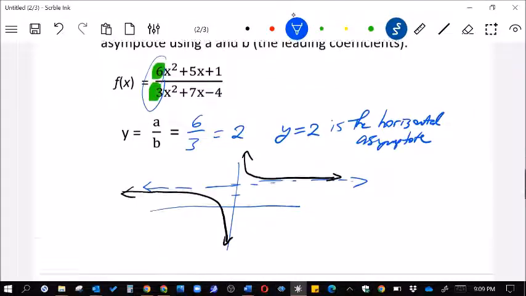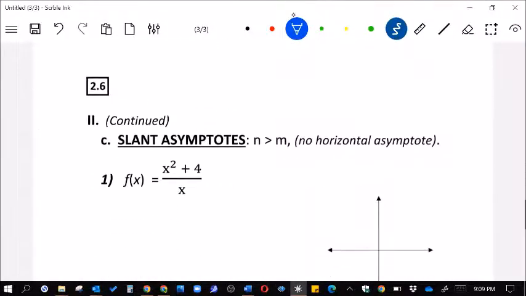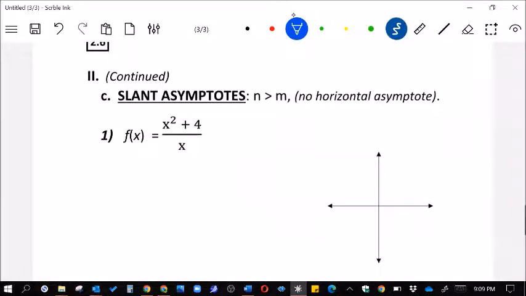Well, I promised we'd look at slant asymptotes, so let's do exactly that. So here on this next page, a slant asymptote means there's no horizontal asymptote. And I'll show you what this looks like in a moment. The way that you figure this out is that you do division. So we are going to do either synthetic or long division, and we're going to find the equation that way. So I'm going to do x goes into x squared plus 4.